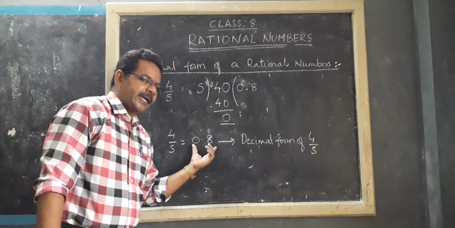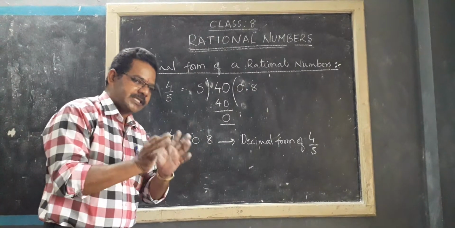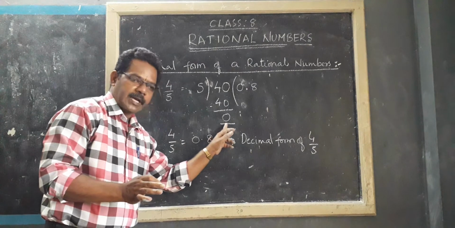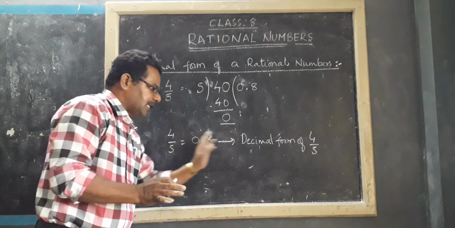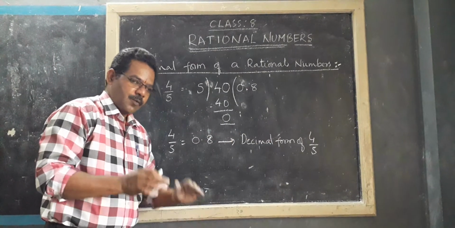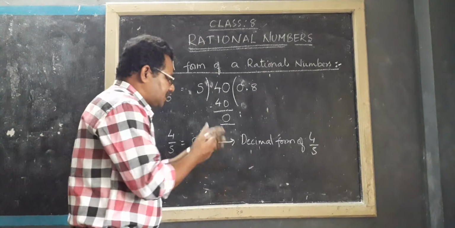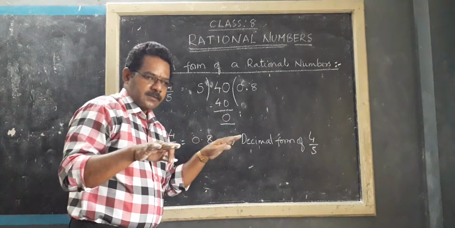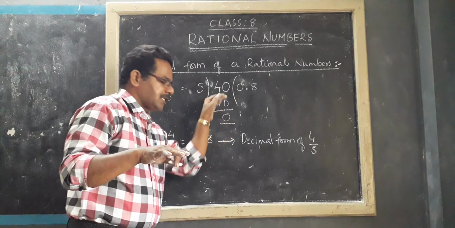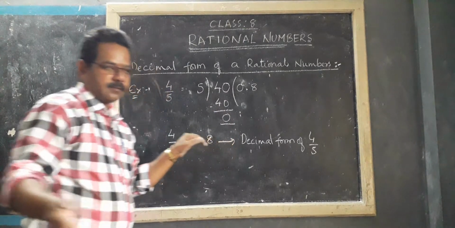Here in 0.8, the division is stopped. We got the remainder 0. So this is the decimal form of 4 by 5. We can take another example which does not finish completely in one step or two steps.